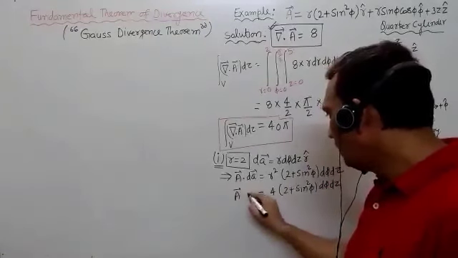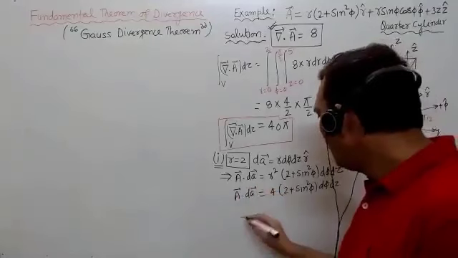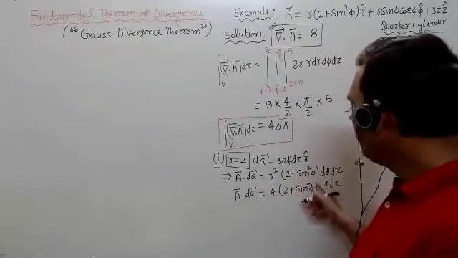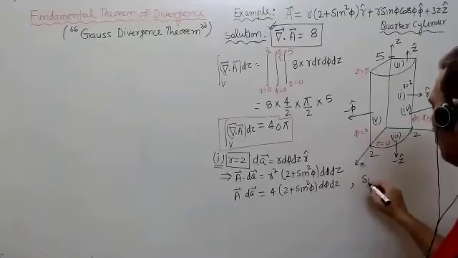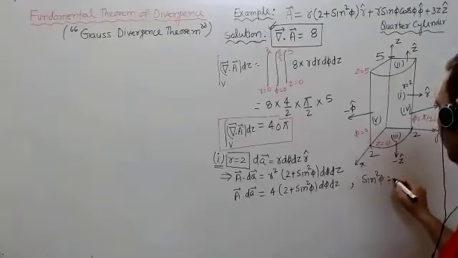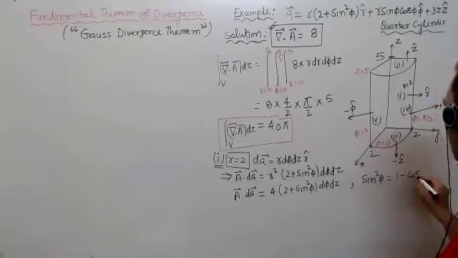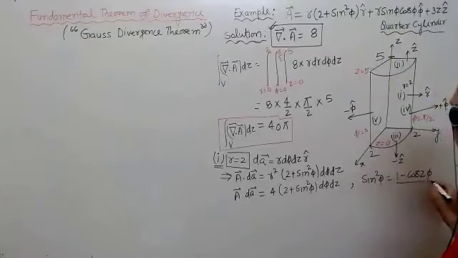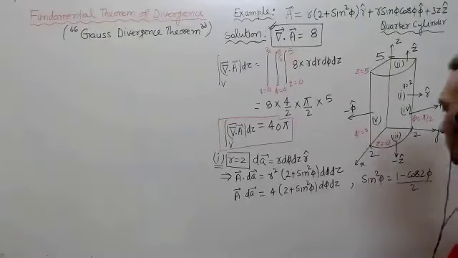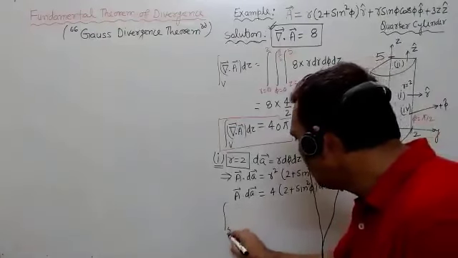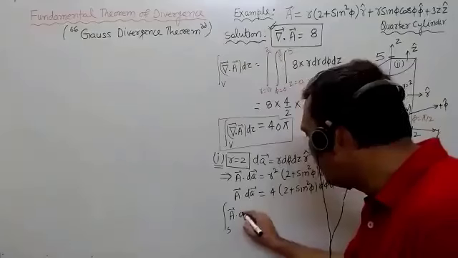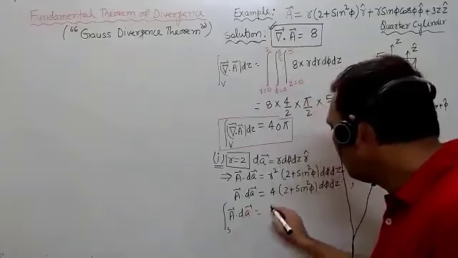So this is A dot dA. Now we have to integrate it. And what will be sine square phi? How can you write sine square phi in terms of cos 2 phi? 1 minus cos 2 phi by 2. So this surface integral A dot dA will give you 4 common.